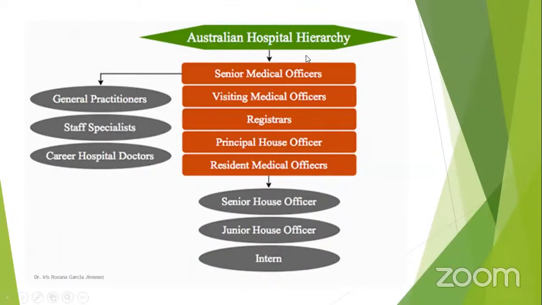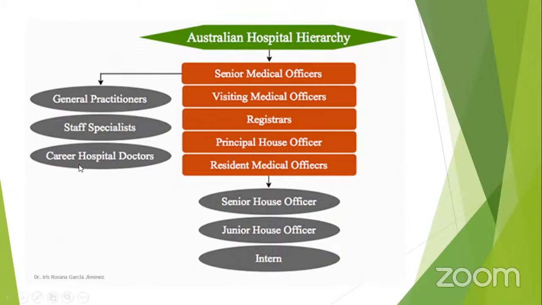The Australian hospital hierarchy is different. Of course, we have the senior medical officers. They have a general practitioner at the top, because he's the one who has a general view of everything, between quotation marks.